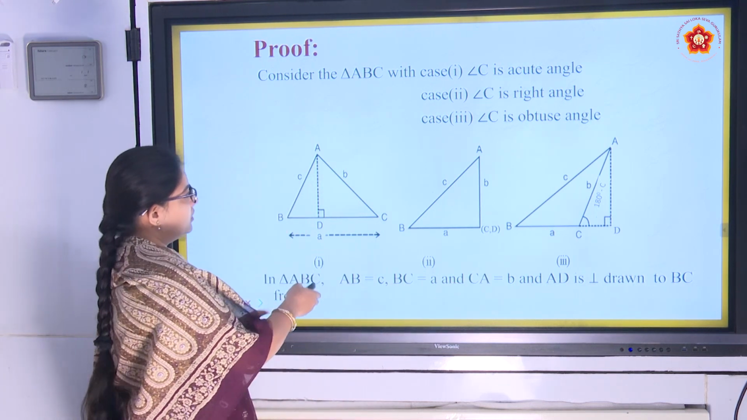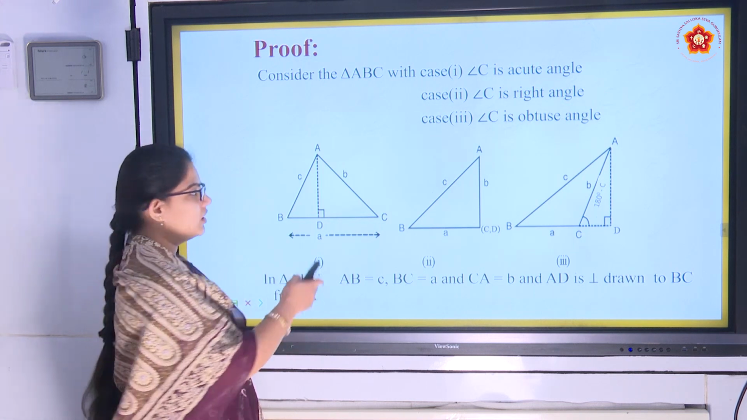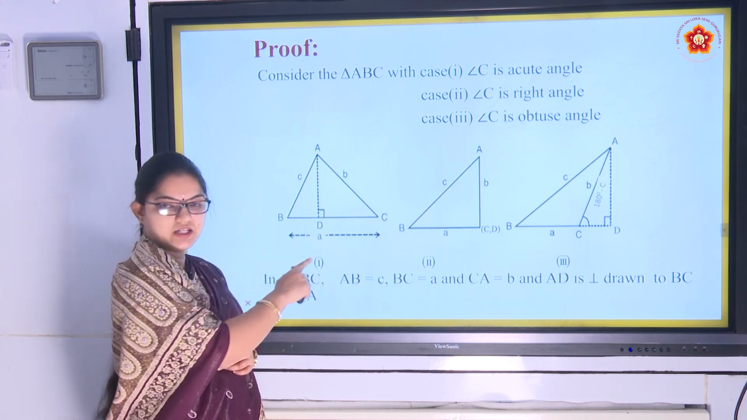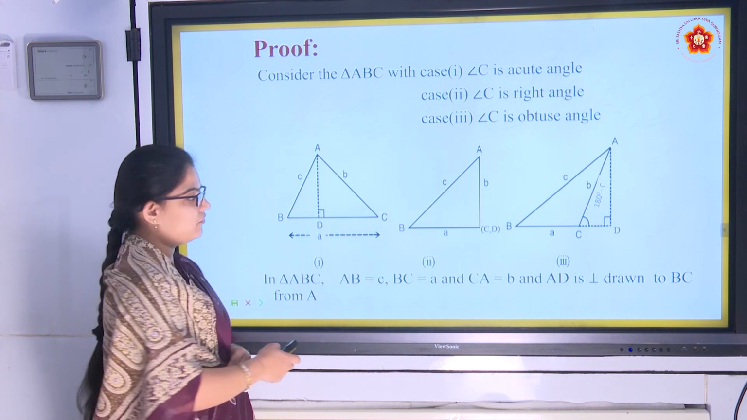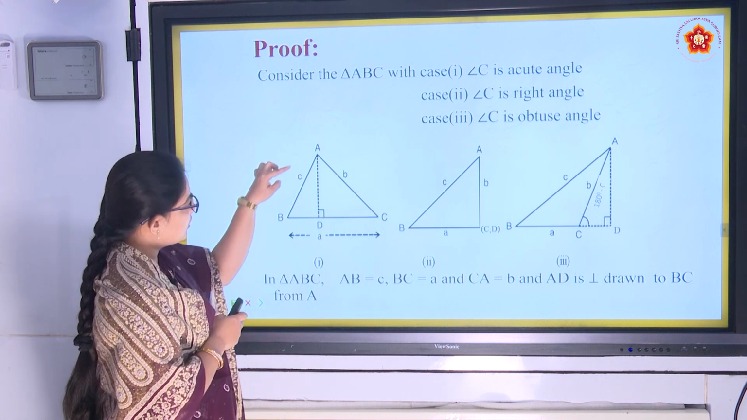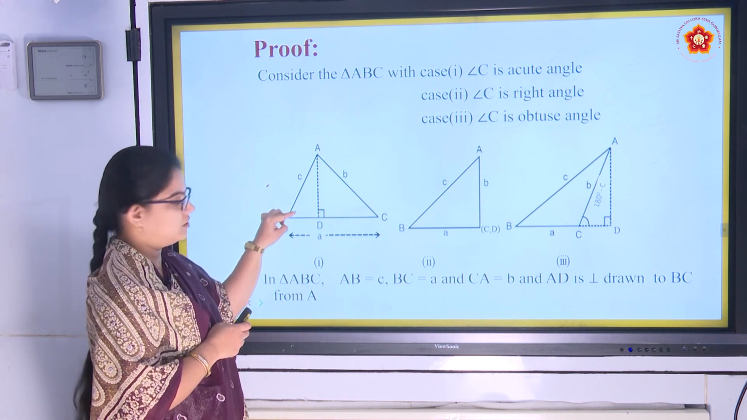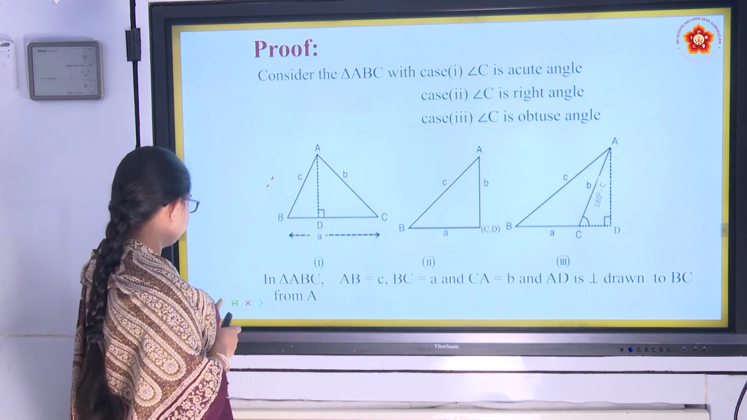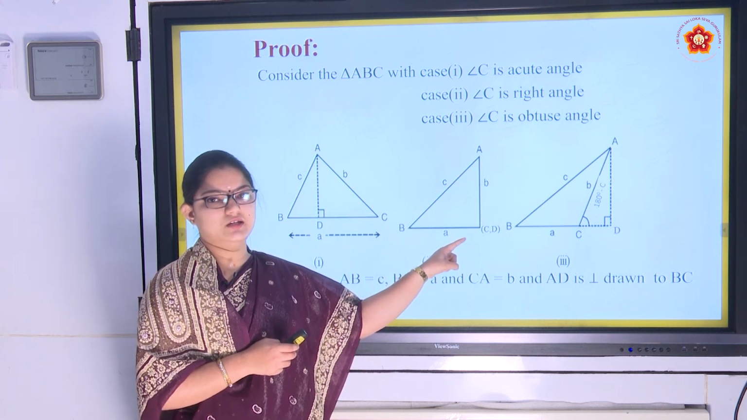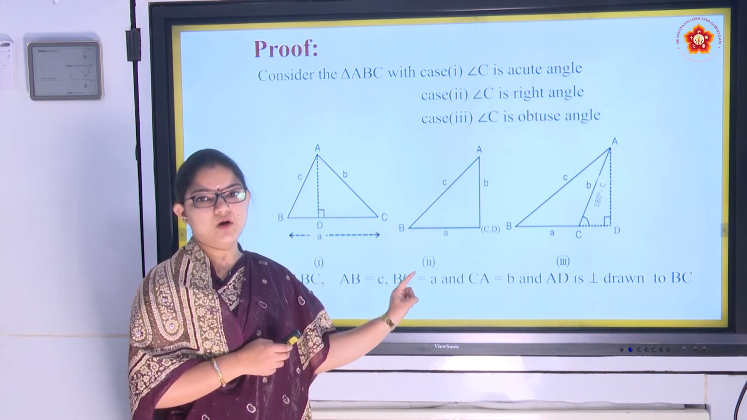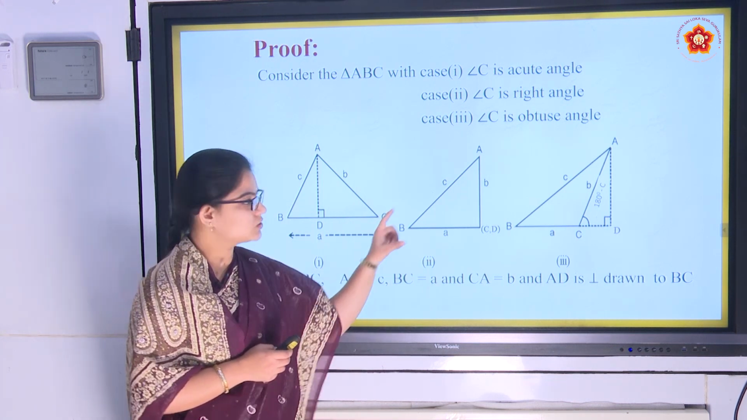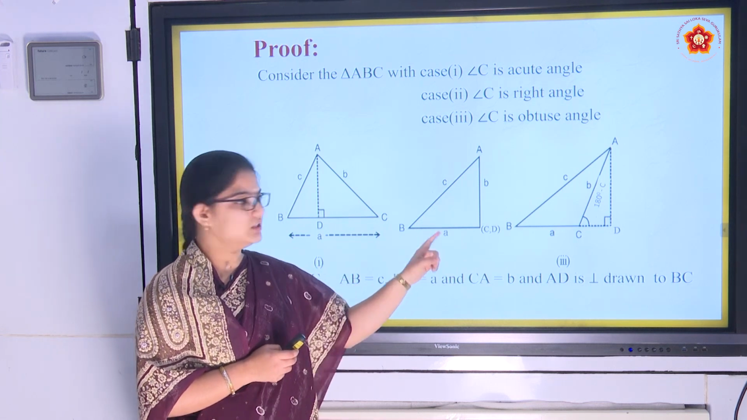We are drawing a perpendicular from A to BC, which is denoted by AD. So AD is the perpendicular in all the 3 figures. In the first figure we can clearly see the perpendicular AD drawn from A to BC. In the second figure, since angle C is 90 degrees, the side AC itself forms a perpendicular. But in all the figures we are considering the perpendicular to be AD, so let us take AC itself as AD in the second figure.